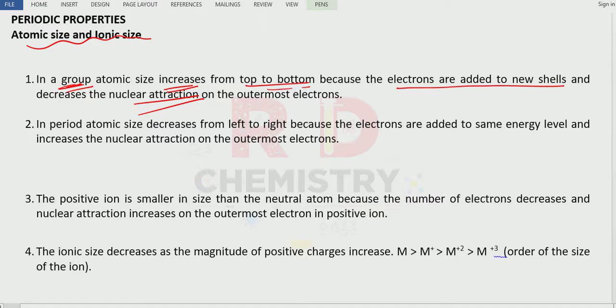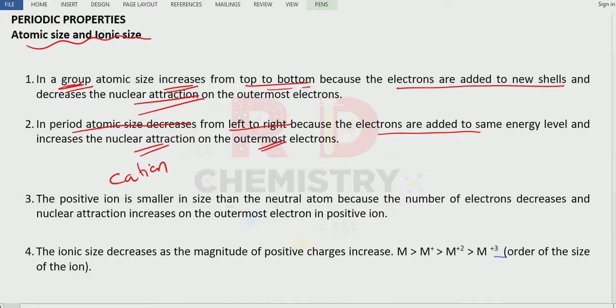Along the period, atomic size decreases from left to right because electrons are added to the same shell. Only a single shell exists along the period, and the attraction between the nucleus and the outermost electron increases. Therefore, size decreases. Now, we'll see about the positive ion, that is the cation.